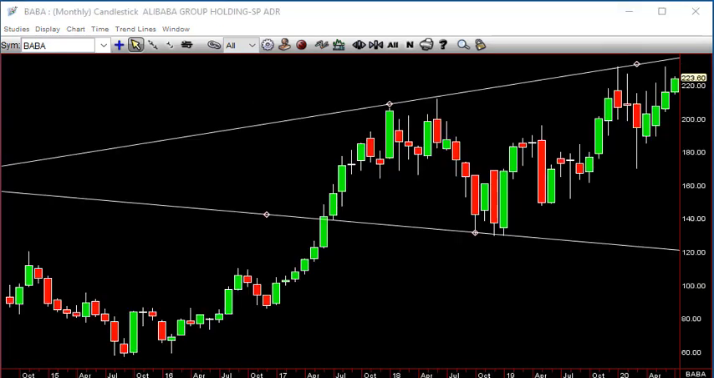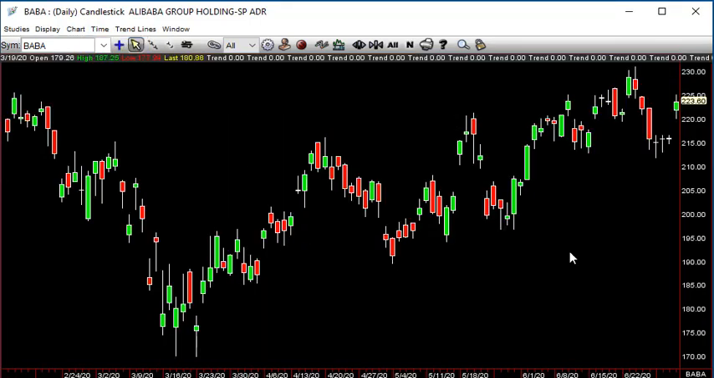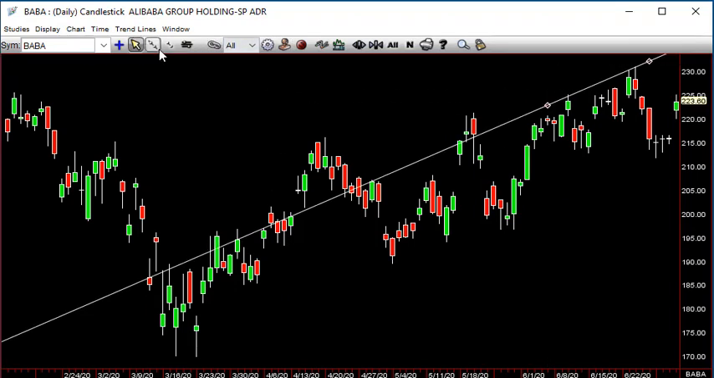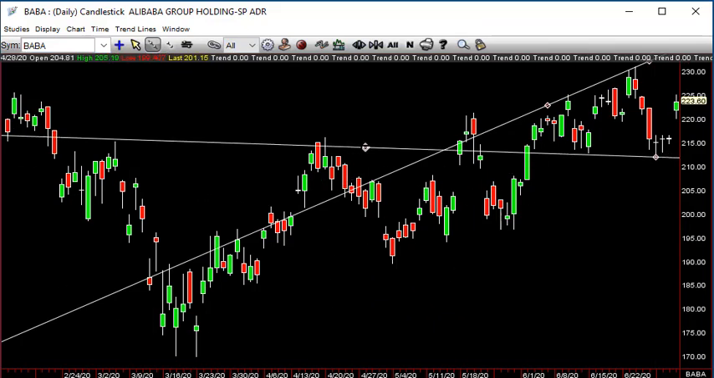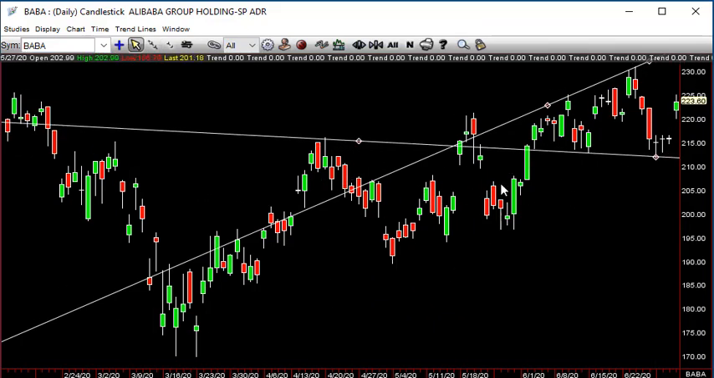Baba. This to here, an outside bar of all that. This to here, outside bar of all that. And on the daily, you'll see those. Price discovery at its finest. Higher highs and lower lows.